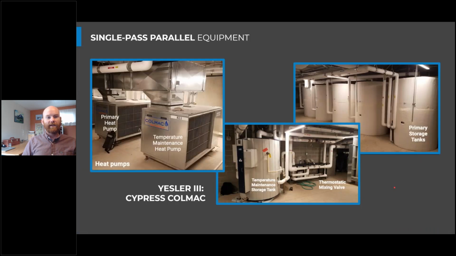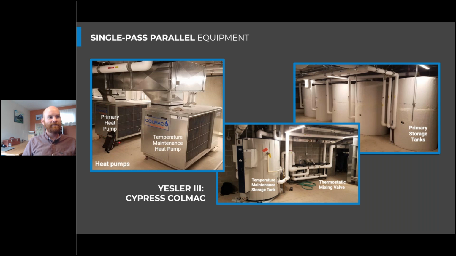So we can look at one of these projects. This is from Yesler 2, which is the Cypress Apartments in the Yesler redevelopment area. And we have 2 primary heat pumps. There's one shown there, and there's actually a second one back in that corner of the mechanical room. And we have a temperature maintenance heat pump. And that temperature maintenance heat pump sure does look a lot like our primary heat pump water heater.